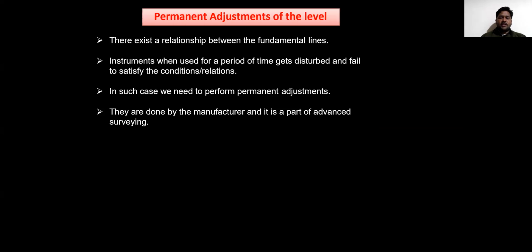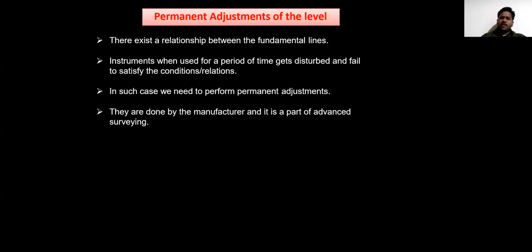Permanent adjustments of the level. What are these permanent adjustments of the level? There exists a relationship between fundamental lines. When the instrument is used for a period of time, it gets disturbed and fails to satisfy these relations. In such a case, we need to perform permanent adjustments.